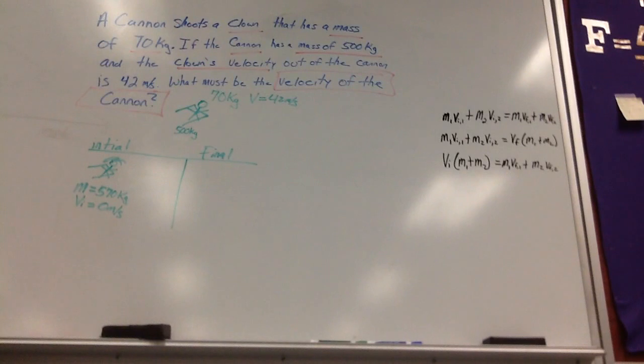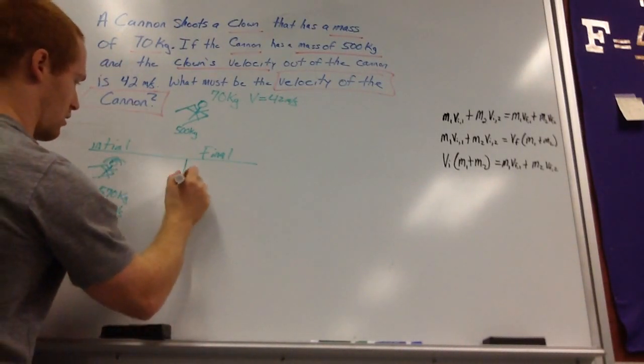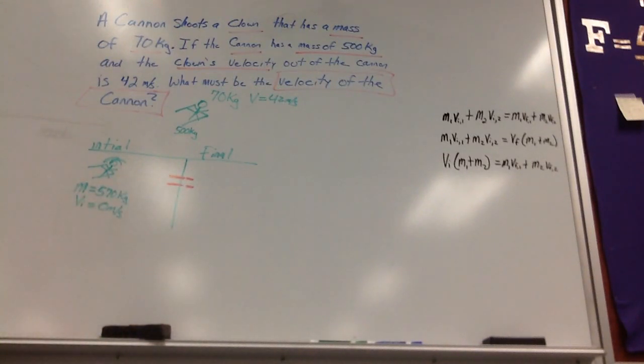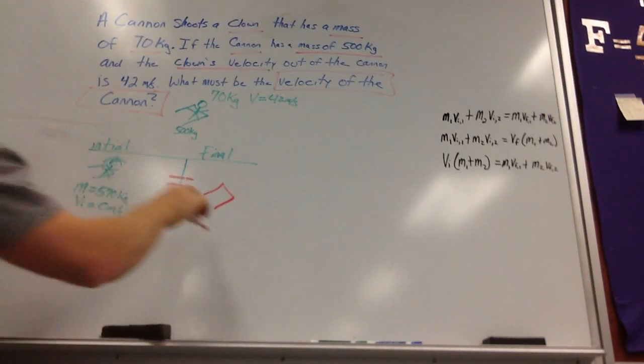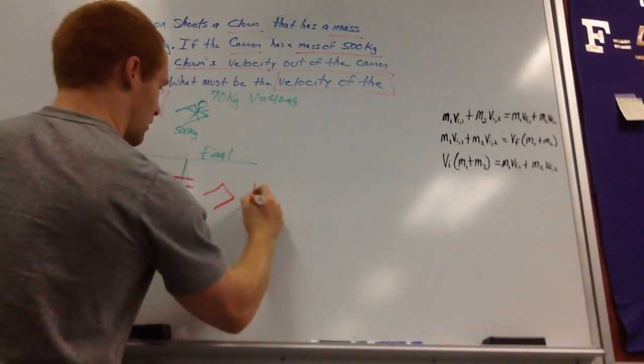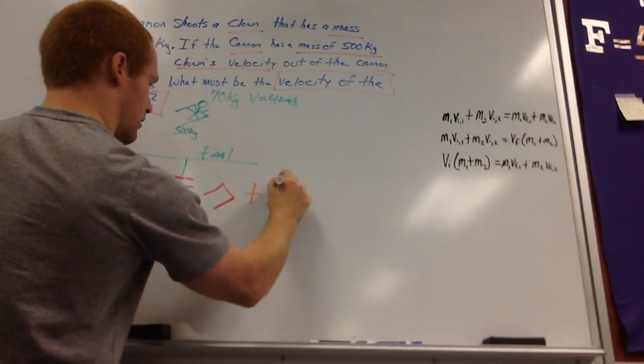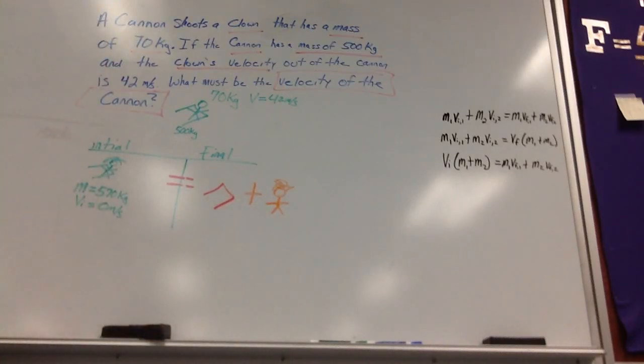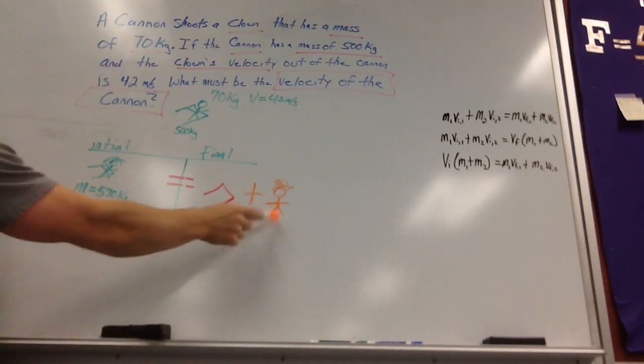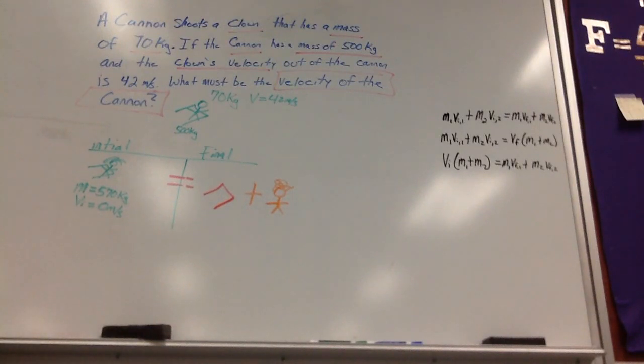Then once we hit this line, we need to make an equal sign. So we're going to make an equal sign here. Then we're going to have final. Now this is when the objects separate. So now we have a cannon, and then we are going to have the clown. And in between pictures, what you need to do is put a plus sign. So in between these, let's give him curly hair because he's a clown. So we have the cannon and we have the clown. In between, make sure you put a plus sign.